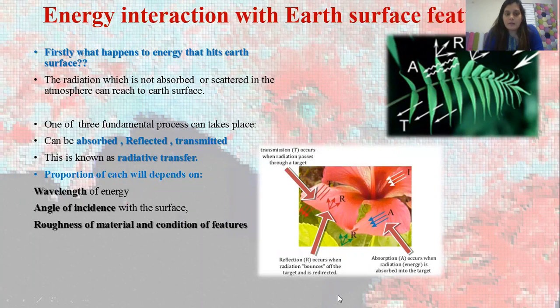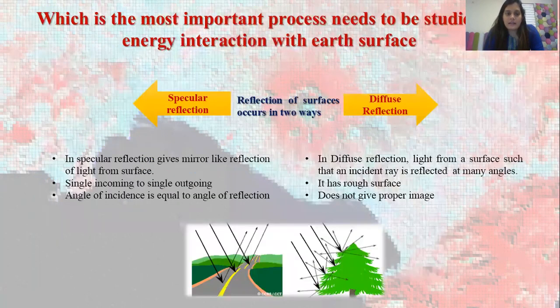Moving further, there is an important terminology for the transmission of energy received from the feature, that is reflection. Reflection from surfaces occurs in two ways: specular reflection and diffuse reflection. In the energy interaction with the atmosphere, students, you have heard about the processes of absorption, reflection, refraction and scattering. Those processes we already discussed.